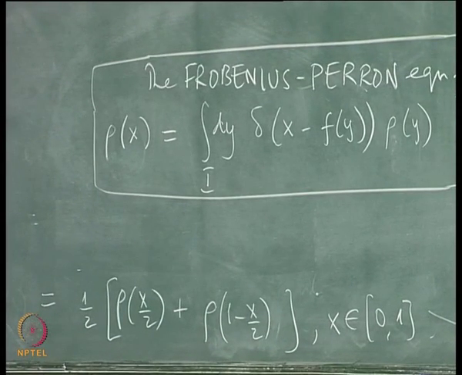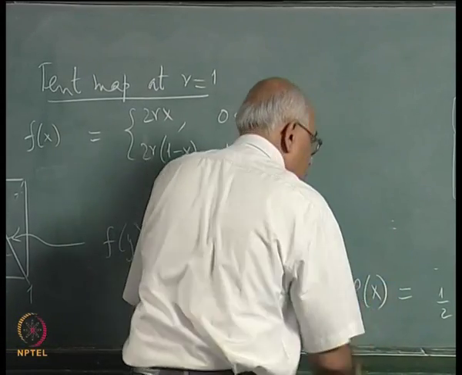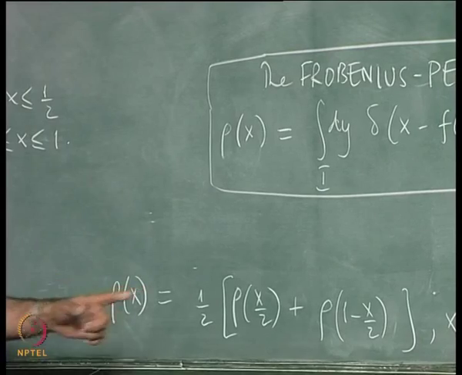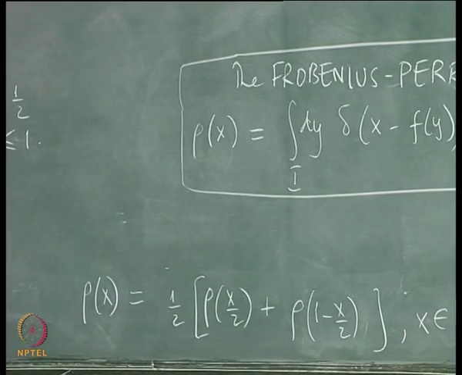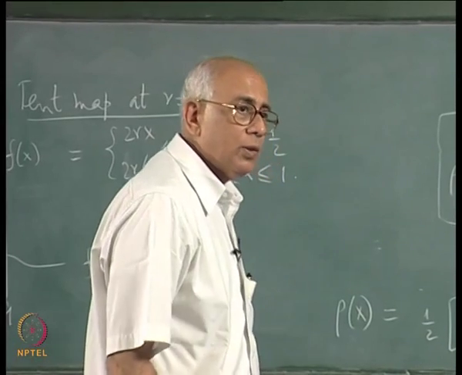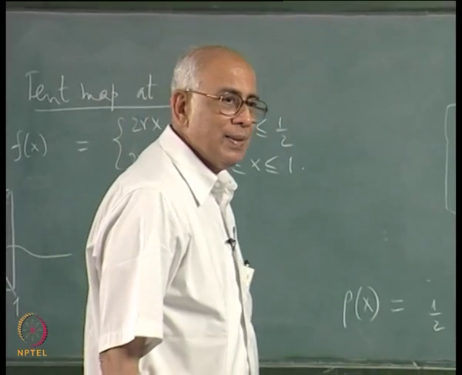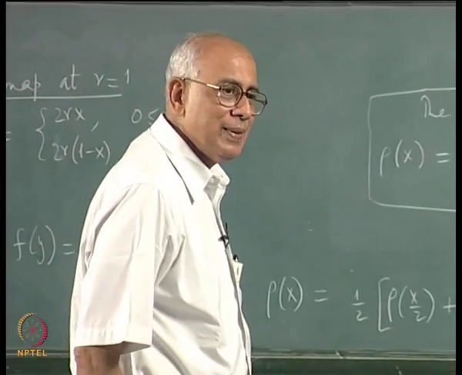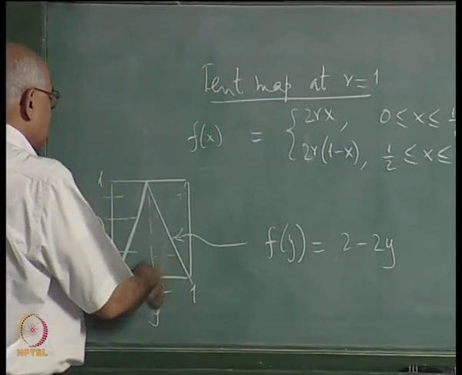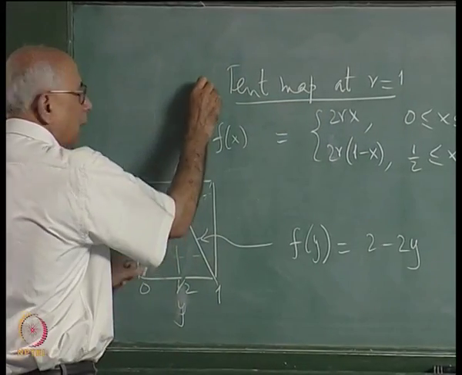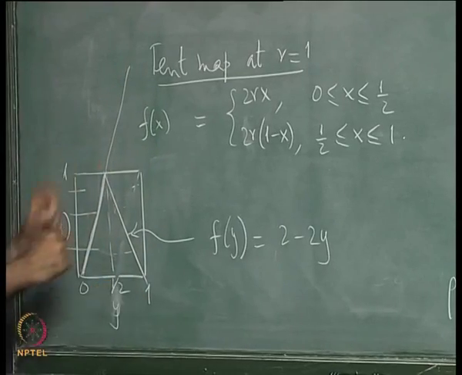Again, it says rho of x is equal to this quantity. I put x equal to 0, and it says rho of 0 is equal to rho of 1. Then I put x equal to 1, and it says rho of half is equal to rho of 1, and so on. Yeah, because after all, what I did was to take this map going up that way. I cut and pasted it in one case, and I folded it in the other case.